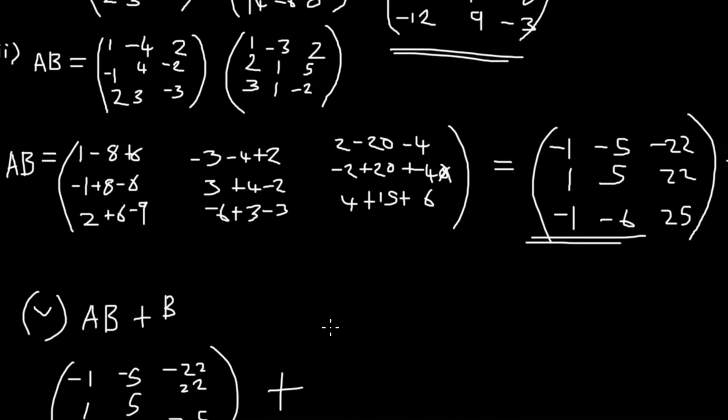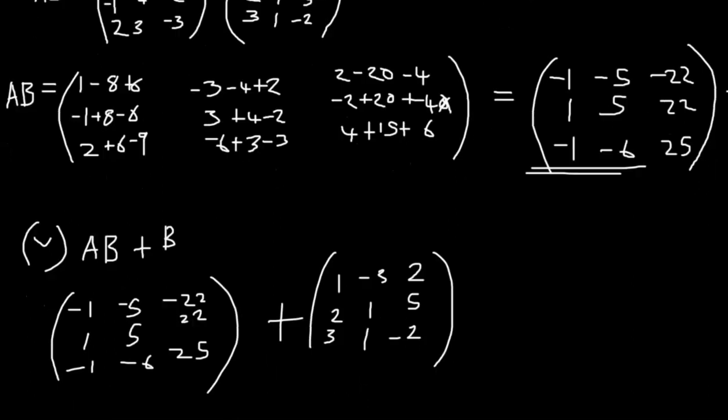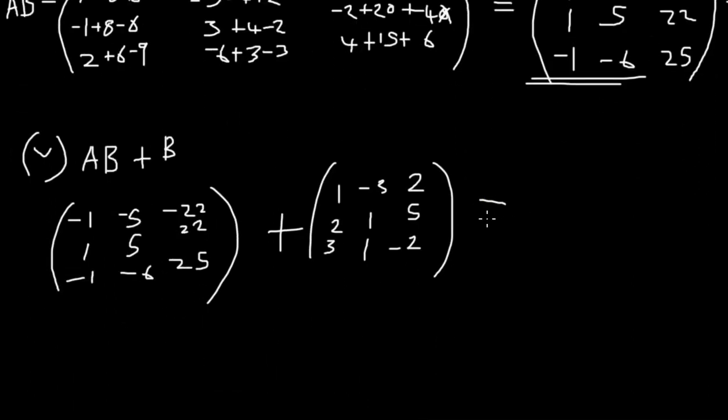1, 2, 3. Let me just write it here. 1, 2, 3. And then we have negative 3. We have 1. We have another one. Then we have 2, 5, negative 2. Like that. So adding this is straightforward. The way we were subtracting in the first question, that's the way you add.